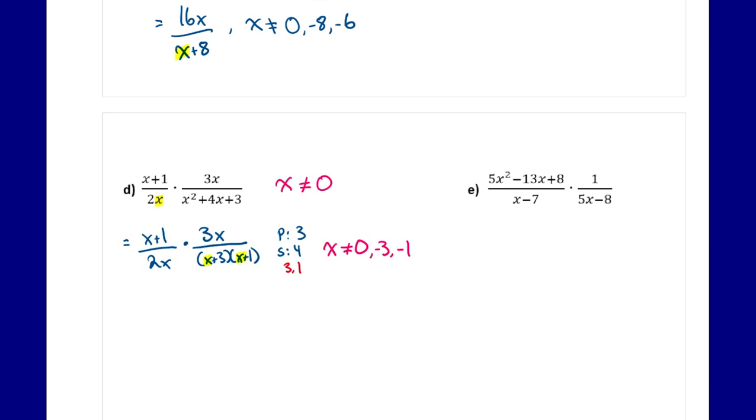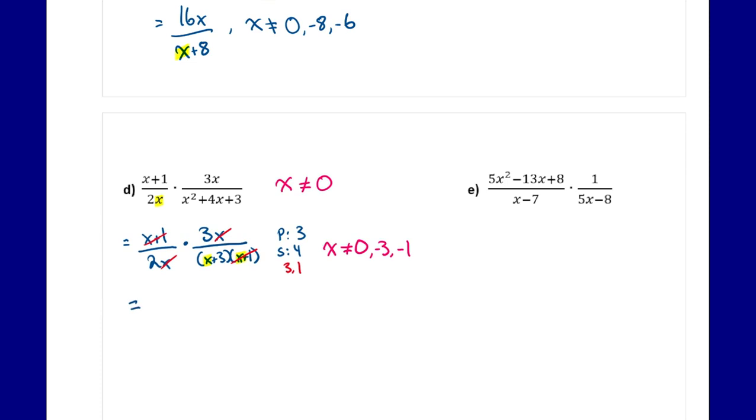I can go through and simplify. So I stated my restrictions, now I can start canceling out. You don't want to cancel out until you've checked for restrictions. I don't want to do anything until I figure out my restrictions, which I did. Now I can start canceling out. I have an x plus 1 on the bottom and x plus 1 on the top. I have a 2x on the bottom and a 3x on the top. I can cancel out the x's.